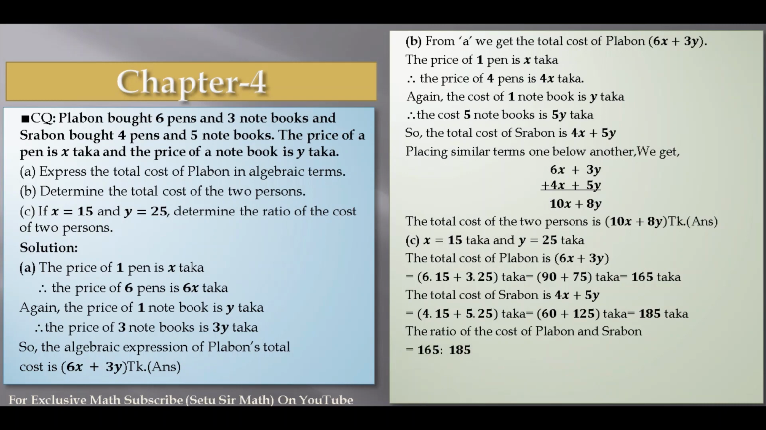The ratio of the cost of Plavon and Shravan is 165 to 185. We use the ratio sign, 165 is to 185, and we have to reduce it. That is 33 is to 37, dividing both by 5. That means we divide 165 by 5 and 185 by 5, dividing both by the same number. So 33 is to 37 is our desired answer.